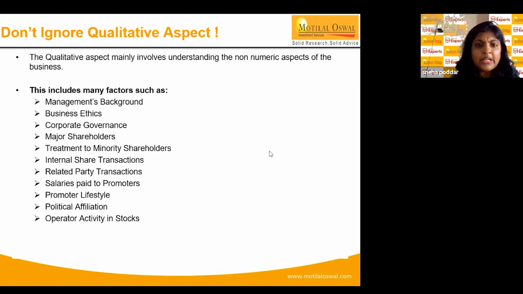Okay, so we don't have our coverage on Sterlite, Indostar, Bajaj Consumer, Moltech, so I won't be able to give my view on them.